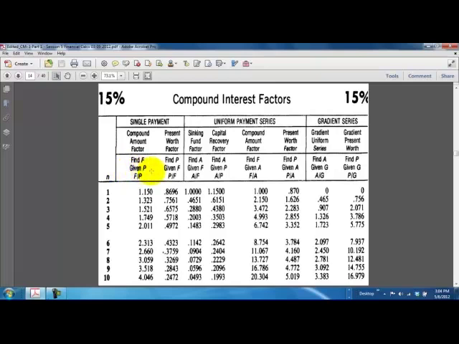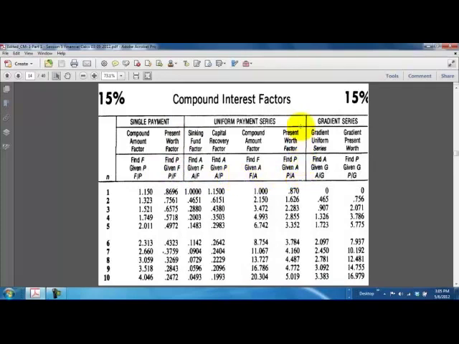Now as you see here, the box that I'm describing is a single payment where you're either looking for present value or future value. The next box over, where it says uniform payment series, has to do with, similar to an annuity, like when you retire and you want to know at the end how much money you have left to retire on. So A stands for annuity, F still stands for future value, P still stands for present value.